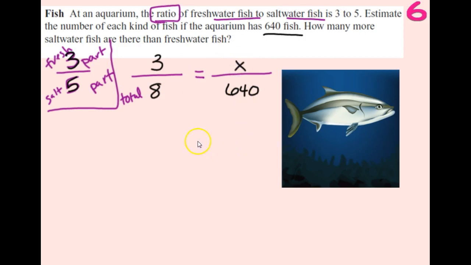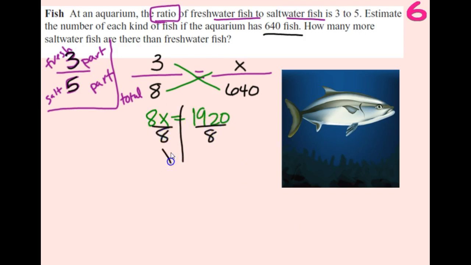We need to figure out how many fish that is. So we're going to cross multiply. 8 times x is 8x. 3 times 640 is 1,920. And then we're going to divide by 8. So we have 1,920 divided by 8. We get 240. Now we just figured out that's the freshwater fish.